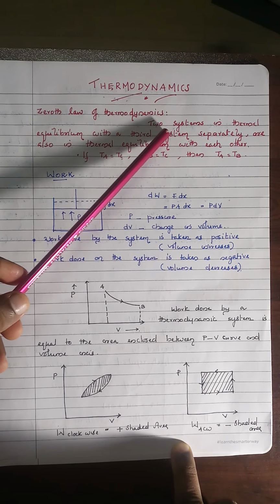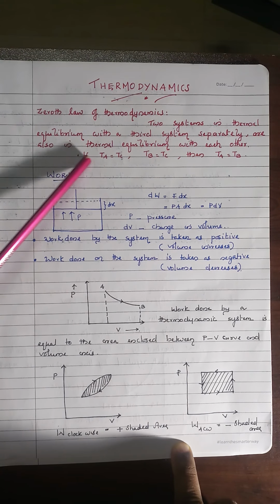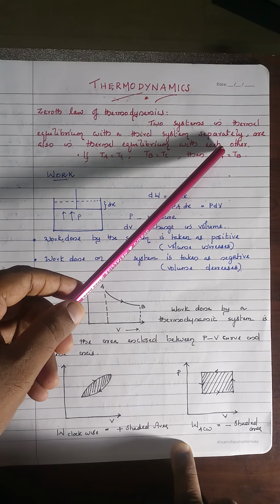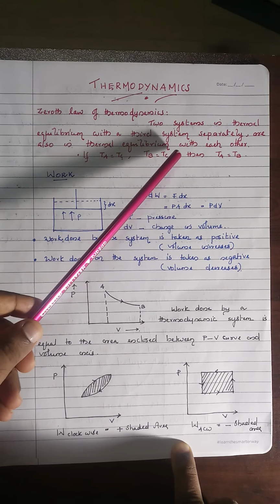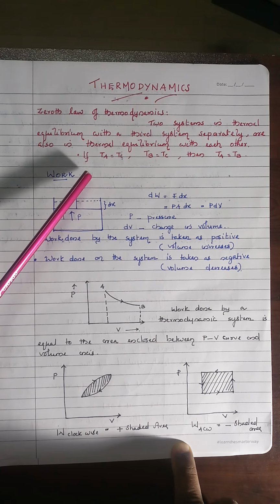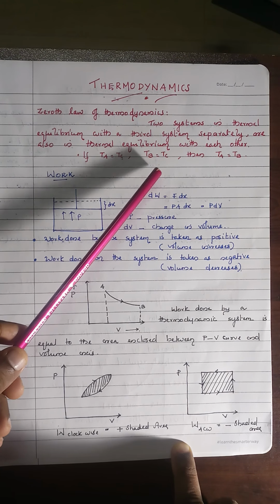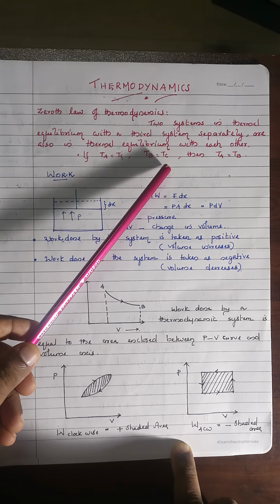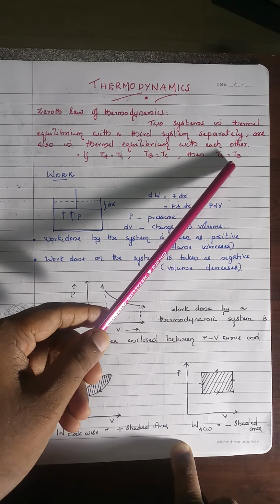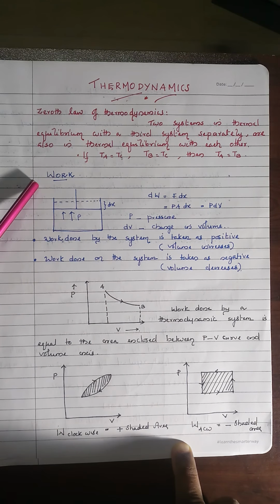Here, two systems in thermal equilibrium with a third system separately are also in thermal equilibrium with each other. That means, if the temperatures of systems A and C are equal, and B and C are equal, then we can say the temperatures of A and B are equal. A good concept.